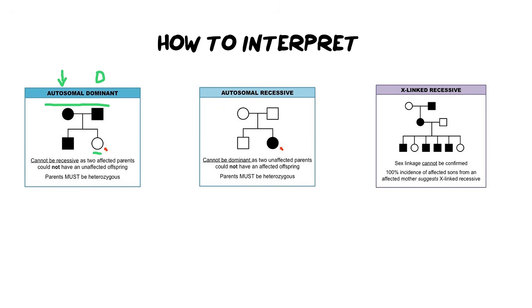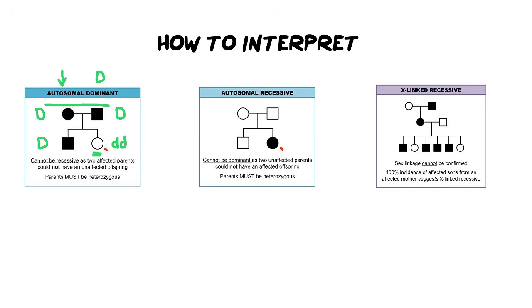Now, how does that actually work out? If this is an autosomal dominant disorder, this individual here has at least one capital D because they have the disorder, and so does this person. Now, if we look at their offspring, this person has the disorder, but this individual that's not colored in doesn't have the disorder. The only way that's possible is if they have two lowercase letter Ds.